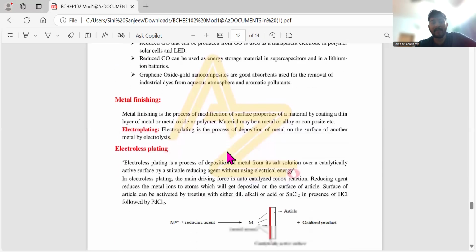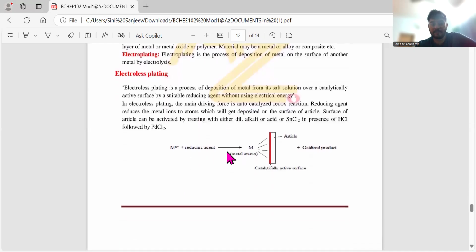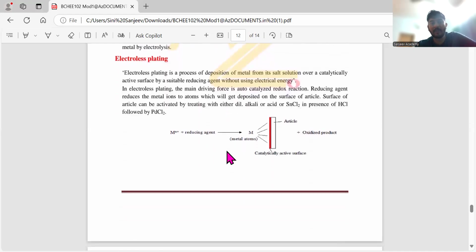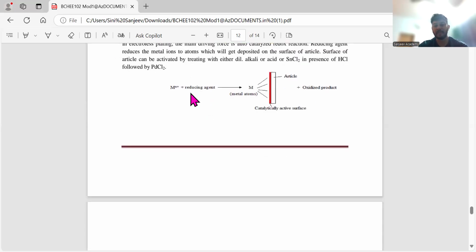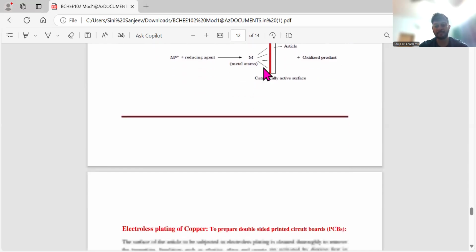Then coming to metal finishing, there is electroless plating. Electroless plating is nothing but the deposition of a metal from its salt solution over a catalytically active surface by a suitable reducing agent without using electrical energy. Reducing agent in the sense it will reduce that particular compound. That is called the reducing agent. Okay, so this diagram is very, very important for that.